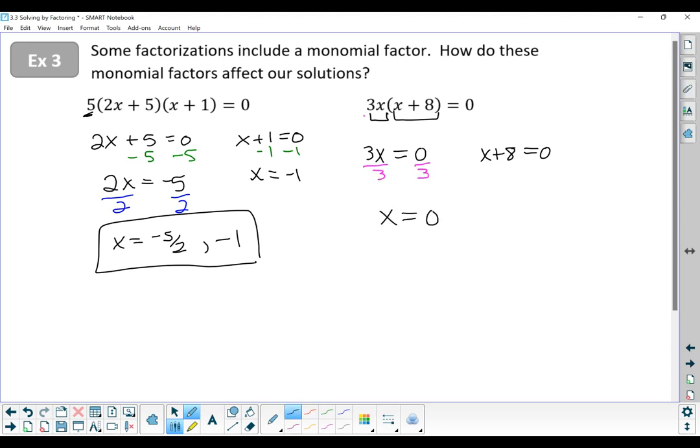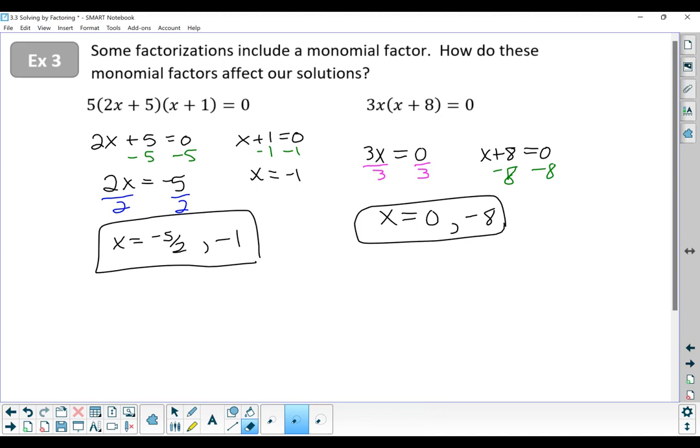One of the answers is 0. 3 times 0 times anything gives me 0. So x could be 0 is one of my solutions. And the other one is negative 8. So when you're deciding what your answers are and you have a monomial at the front, really think about, does it have an x? If it has an x, it's contributing a solution. If it doesn't have an x, it's not affecting the solution to the equation at all.